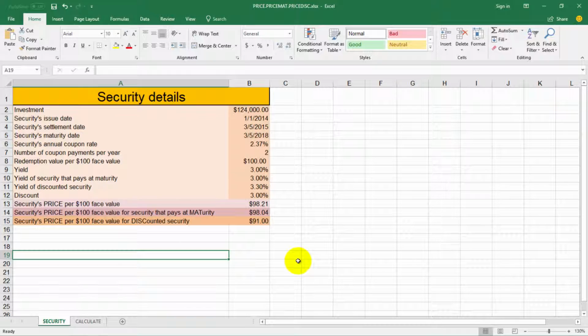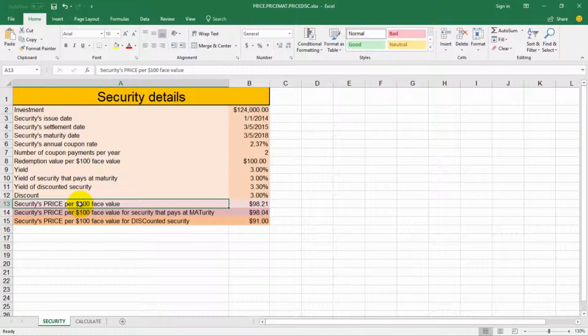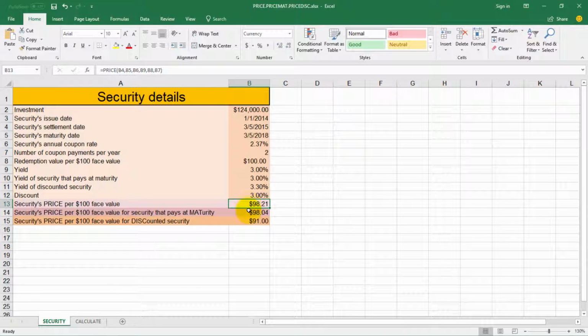In order to be able to calculate the price per $100 of face value we pay for an investment, Excel provides us with three tools: the functions PRICE, PRICEMAT, and PRICEDISC.